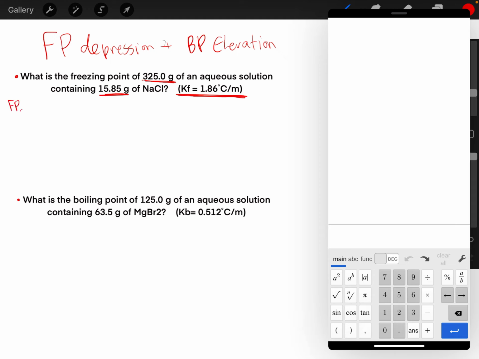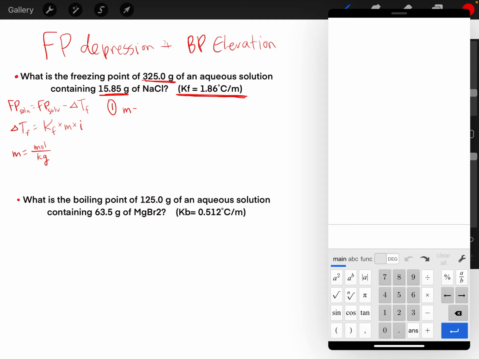Okay, we know that the freezing point of your solution equals your original freezing point of your solvent minus your delta TF. We learned that delta TF is equal to Kf, which is just a constant, times our molality times i, which is just the number of particles. And then we also learned that molality equals our moles of solute over kilograms of solvent. So generally speaking, when you're doing problems like this, you have to be able to find your molality. So that's the first thing we're going to do right here.